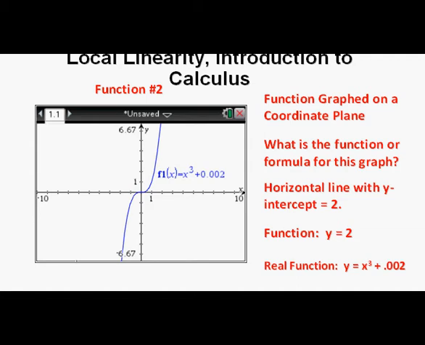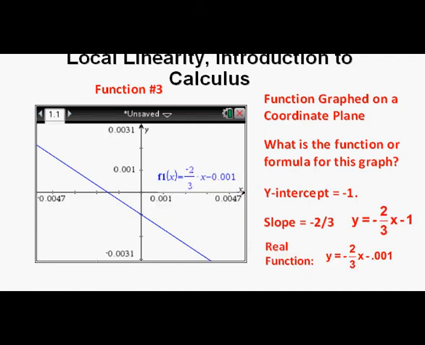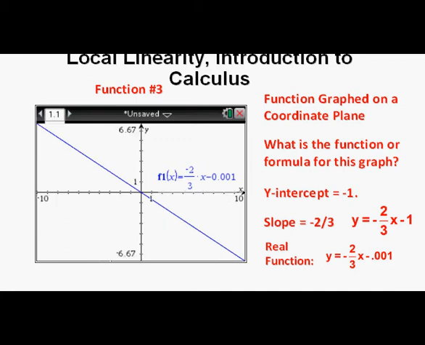And finally, we'll take another look at function 3, which appears to be y equals -2/3 x minus 1. Here's a look at the real function, y equals -2/3 x minus 0.001. It looks like the y-intercept is -1, but in reality the y-intercept is -0.001, very close to 0. Here the function is viewed in a standard window, the y-intercept appearing to be 0. Note that between the two different views for this function, they both look like the slope is exactly what it really is, which is -2/3.